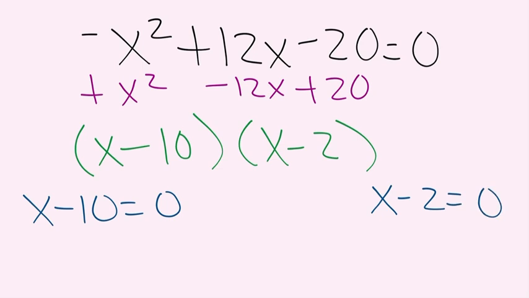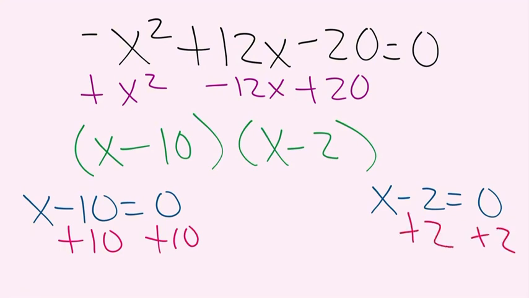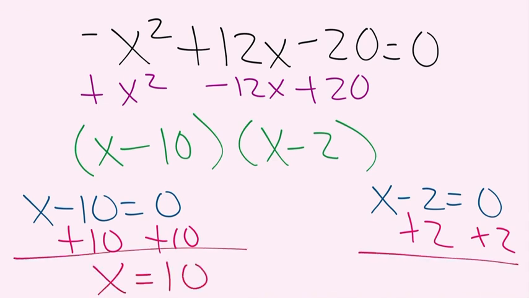Then we're going to set the x by itself, which will mean plus 10 on both sides and plus 2 on both sides, which means x equals 10 and x equals 2. And those would be your answers.